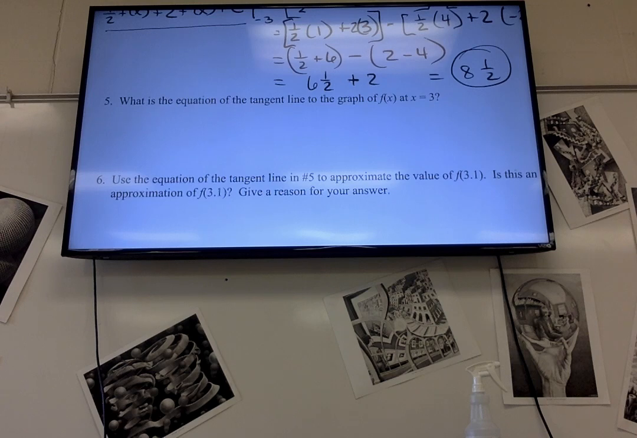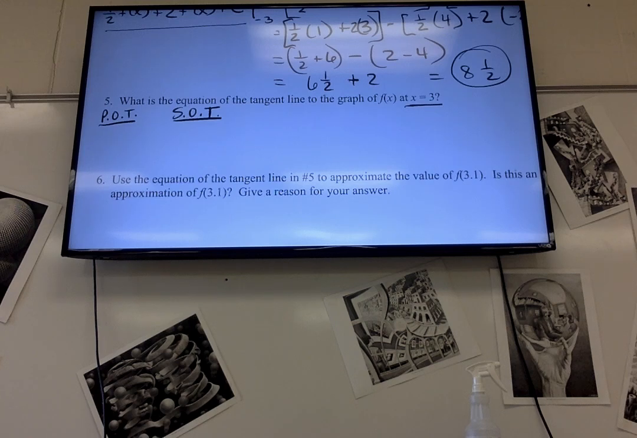Okay, number 5. What is the equation of the tangent line to the graph of f of x at x equals 3? The point is 3, 1. So I need the point and slope. Okay, the point of tangency, f of 3 equals 1. Which one would do it? It's x equals 3.